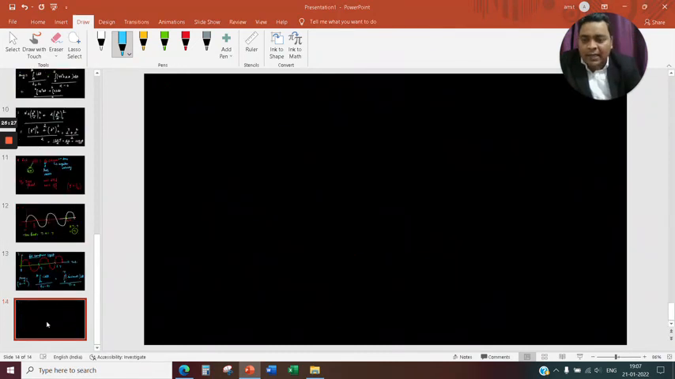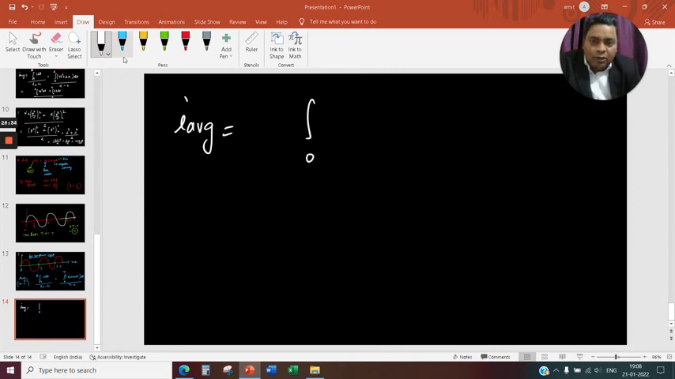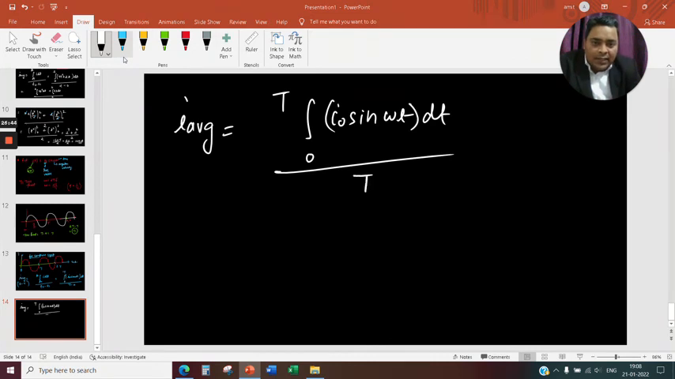Now let me take the next slide. So I average is equal to the integration from 0 to T of I naught sin omega t dt, divided by T minus 0, which is nothing but T here. Now in this equation, can we say I naught is constant? So keep I naught out of the integration part. Now integration of sin omega t dt, separately I am integrating here. So integration of sin omega t dt will be what? Minus cos omega t, and again we have to differentiate this omega t.